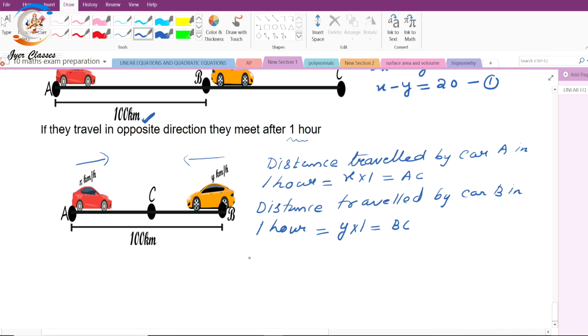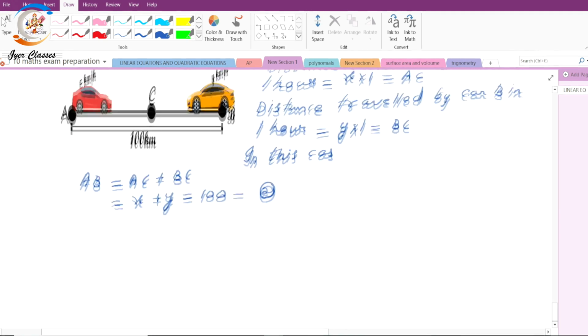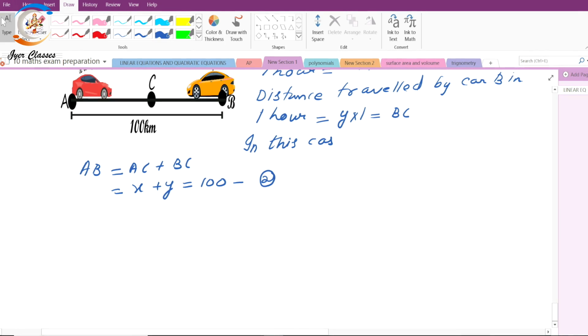Now you know what is AB now. In this case, what is the distance AB? You can see because they are traveling in the opposite direction, they are going to meet at C. And where is the C point? Somewhere between A and B. So AB is equal to AC plus BC. That is x plus y, and that is equal to 100. This is my second equation. Okay. Now I have to solve equation number 1 and equation number 2.